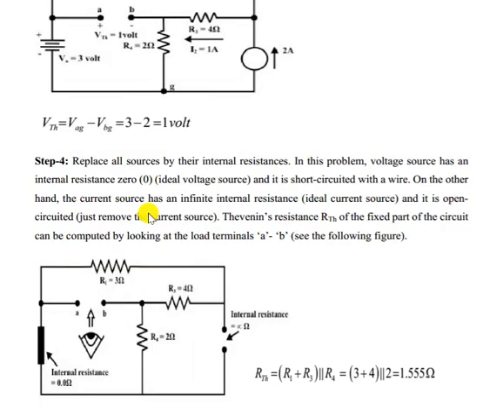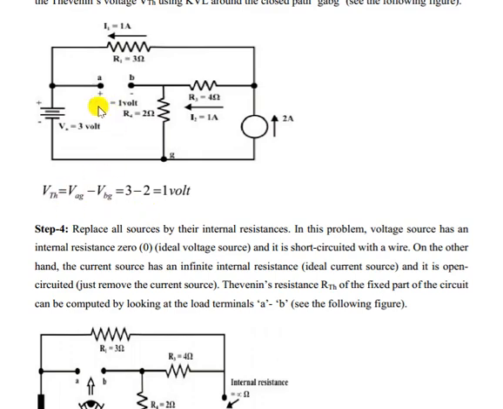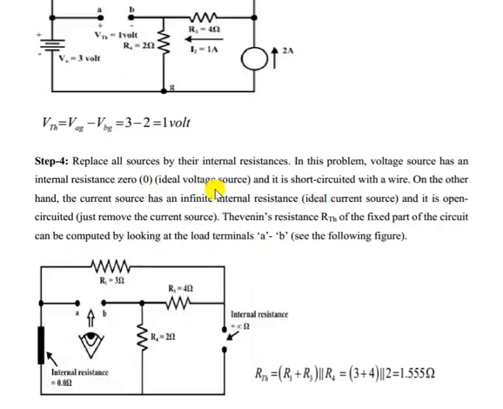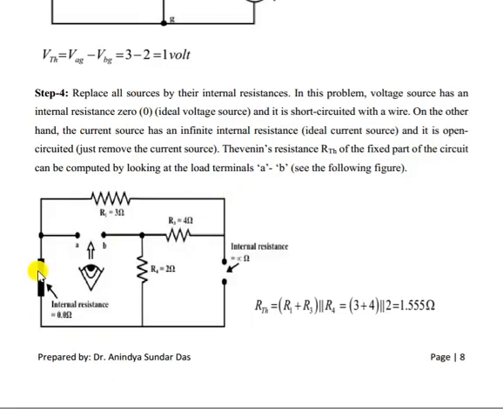Now we have to find out the RTH. Now we have only dependent sources, so the voltage source we have to short circuit and the current source we have to open circuit. That we have done. This is short circuited, this is open circuited. Here the internal resistance is not given, so 0 ohm. Here the internal resistance is not given, so this is infinity, open circuited.